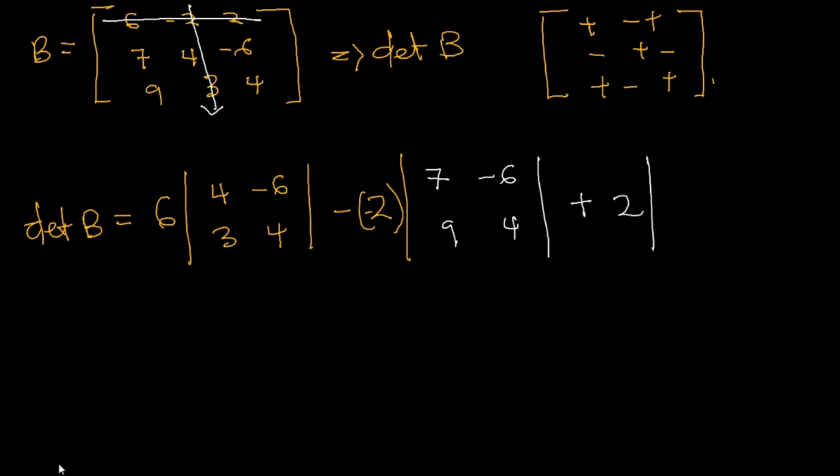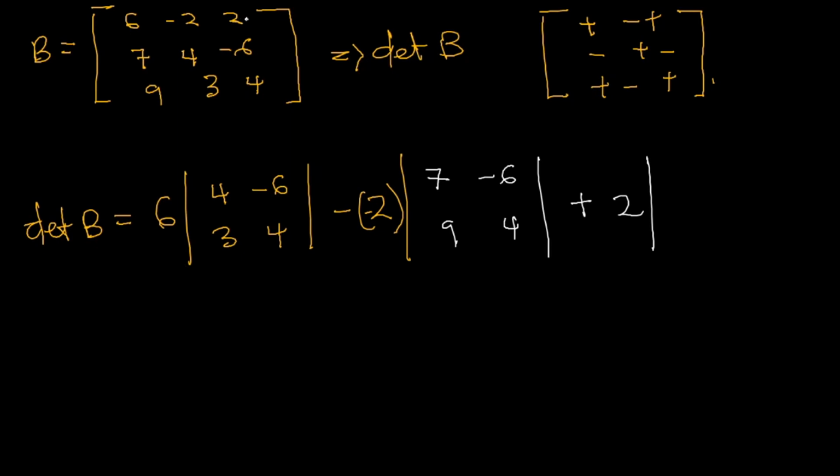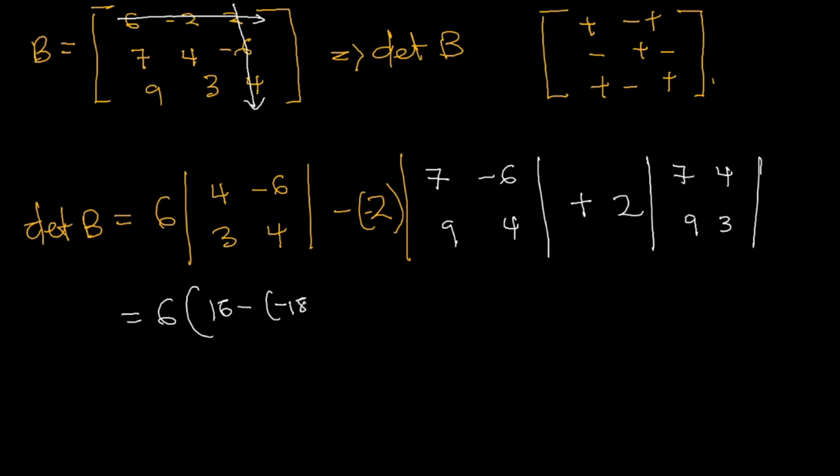Then I cancel the following rows and columns. So because I'm now picking the third element, I cancel this row and this column. So I'm left with 7, 4, 9, 3. So what it means is that my determinant of B is now 6 into bracket 4 multiplied by 4 is 16, then minus 3 multiplied by negative 6 will give me negative 18. So I have minus 18 over here.